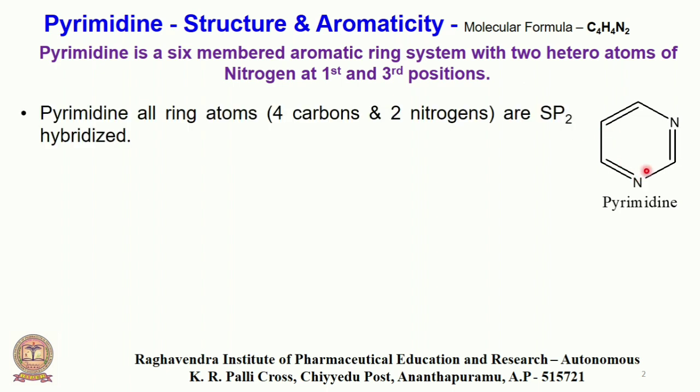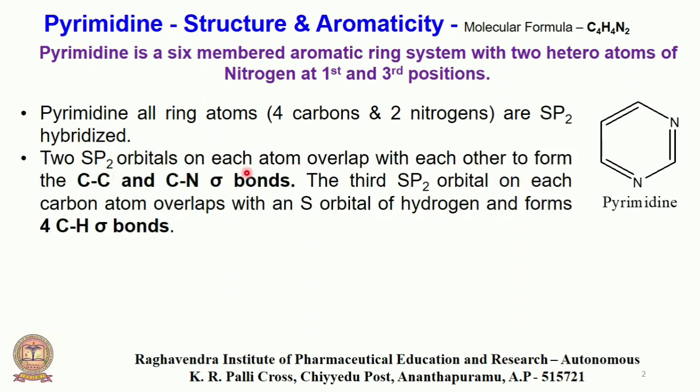If you give the numbering from either nitrogen atom, it goes 1, 2, 3. In pyrimidine, all the ring atoms, that is 4 carbons and 2 nitrogens, are sp2 hybridized. One s orbital and 2 p orbitals of each atom undergo hybridization, giving sp2 hybridized orbitals. These sp2 orbitals on each atom overlap with each other and form the sigma bonds of the C-C and C-N bonds.